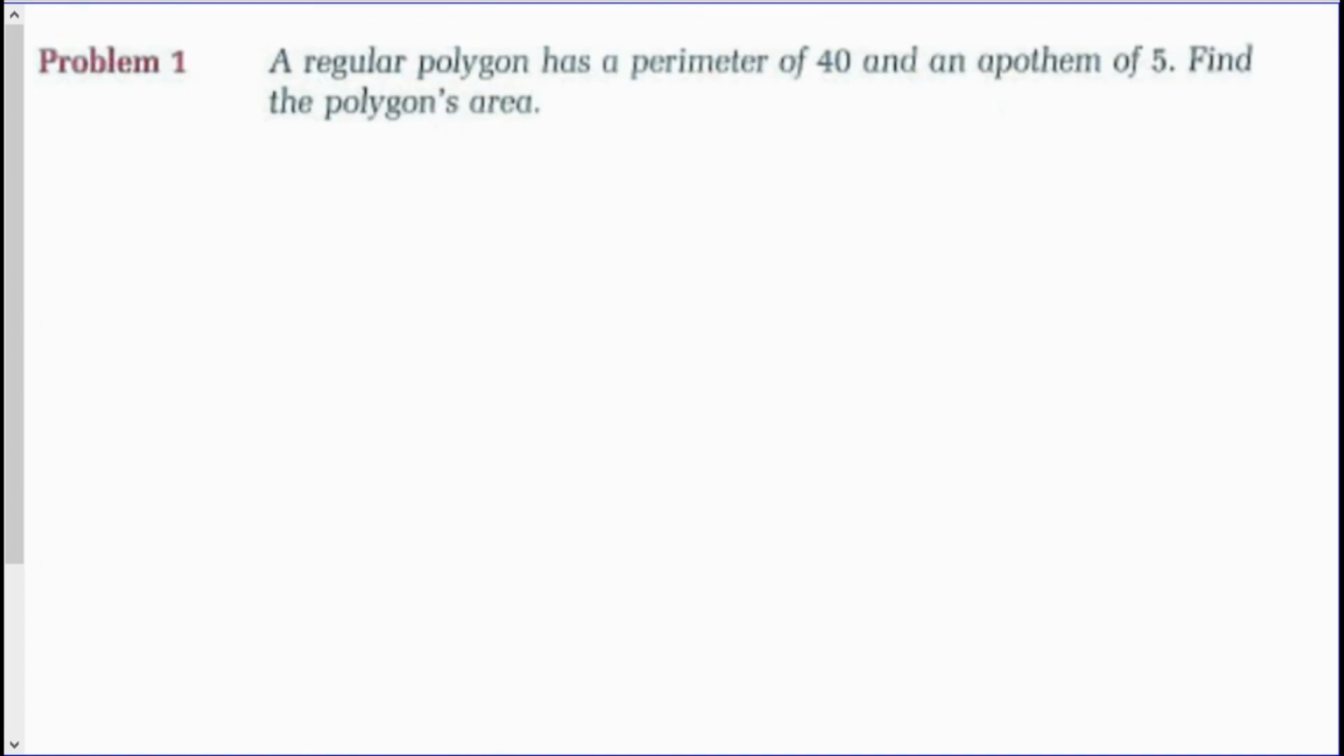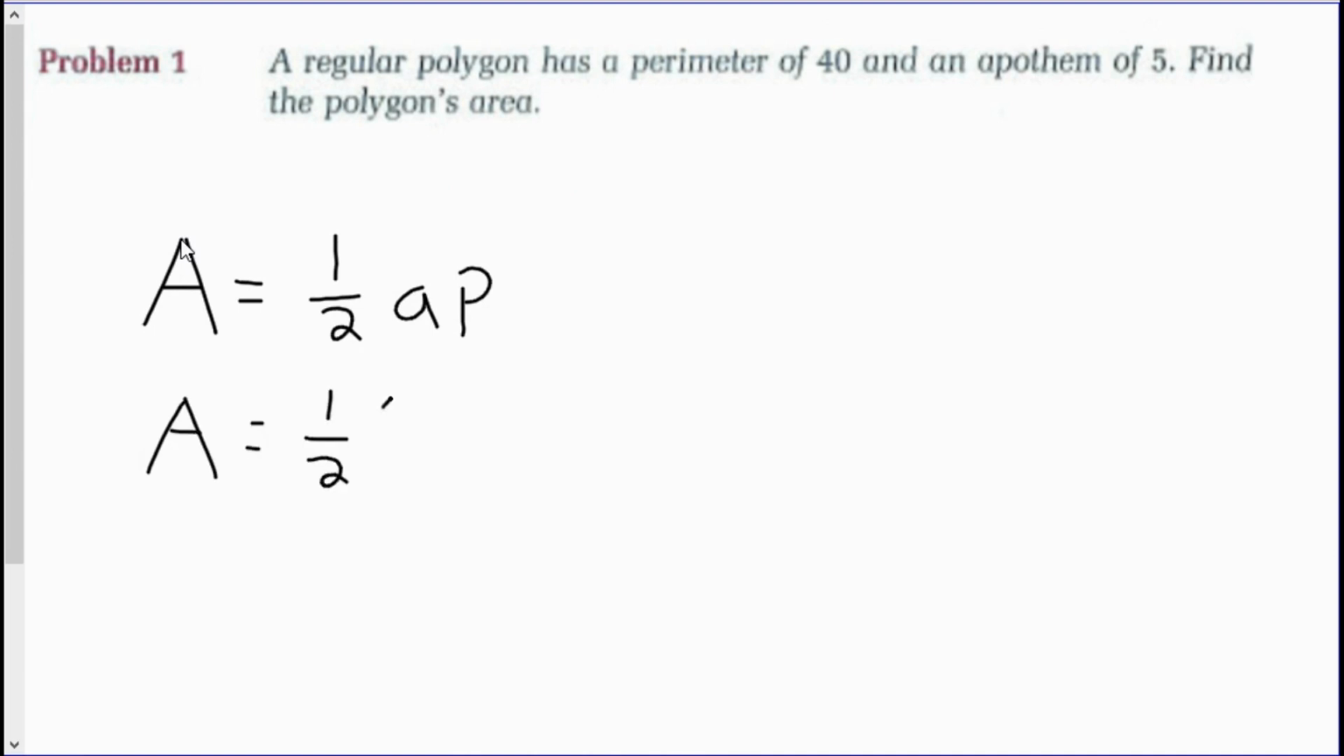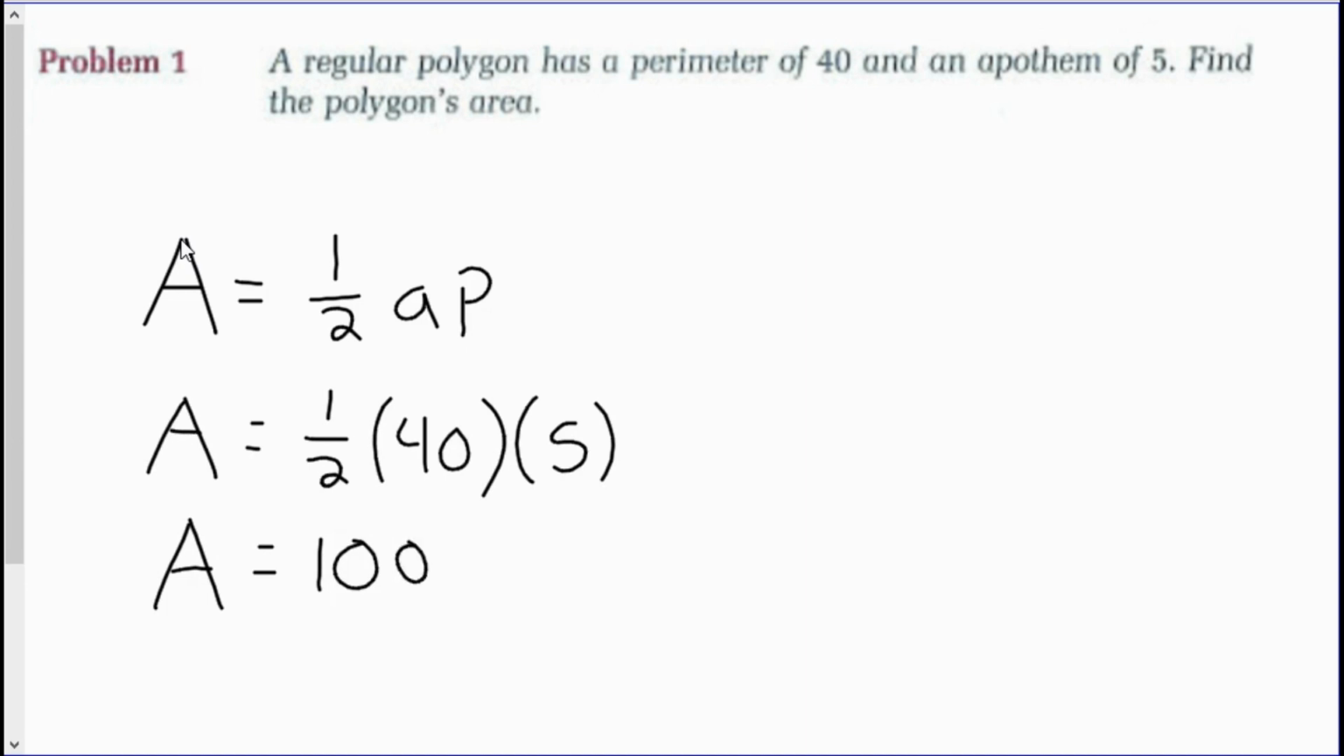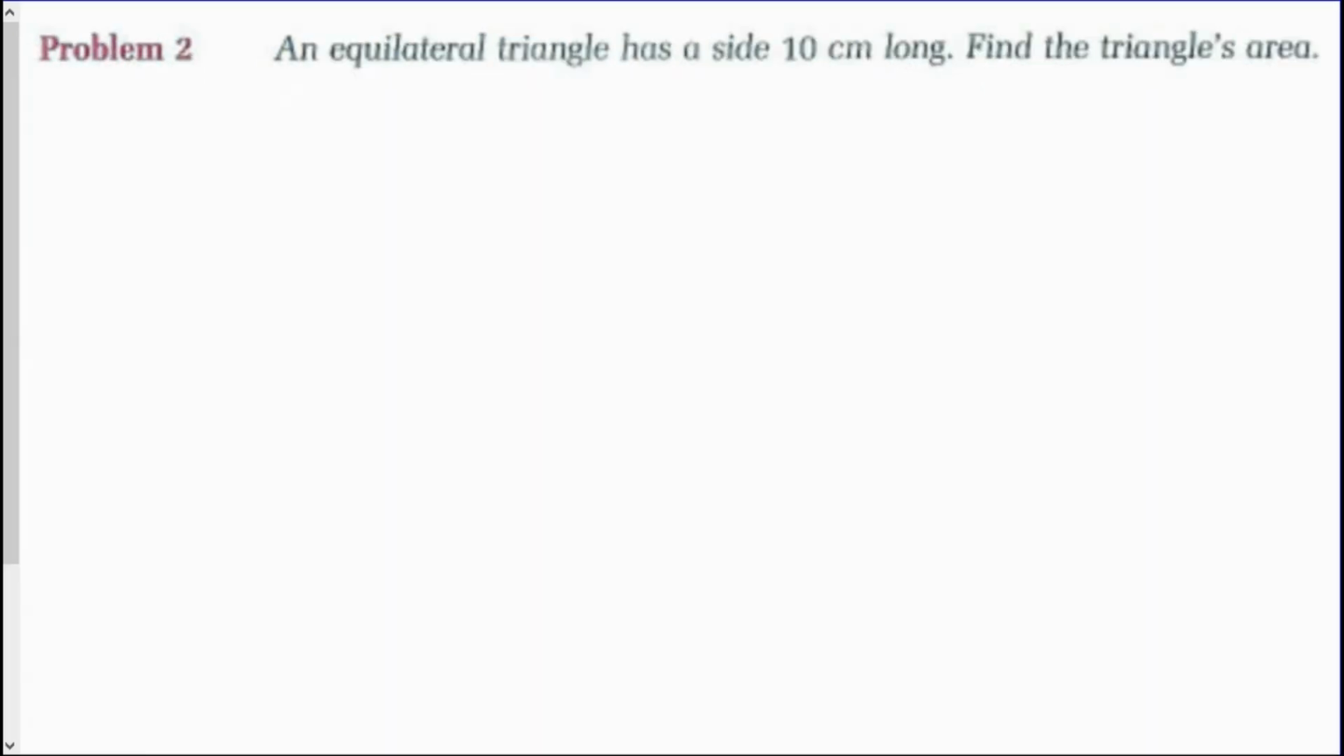Looking at some examples, I have a regular polygon that has a perimeter of 40 and an apothem of 5. Find the polygon's area. So remember, area of a regular polygon is 1/2 the apothem times the perimeter. So the area of this polygon will be 1/2 of 40 times 5. 1/2 of 40 times 5 will be 100 units squared.